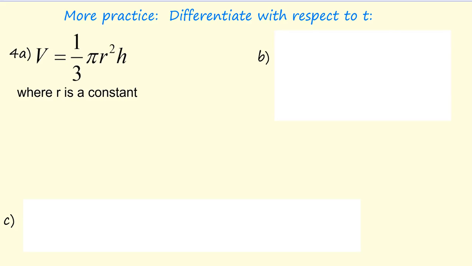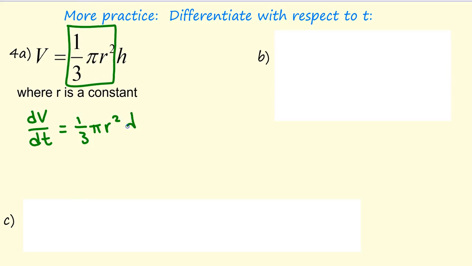Now let's say for this problem that the radius is constant. So maybe the cone is changing size, but it's only changing size because the height is changing. The radius is not changing. Now let's differentiate. So we have dv dt. And then on the other side of the equation, because r is a constant and pi is a constant and 1/3 is a constant, this whole quantity here is our constant. So we have our constant times the derivative of h, which would be dh dt.